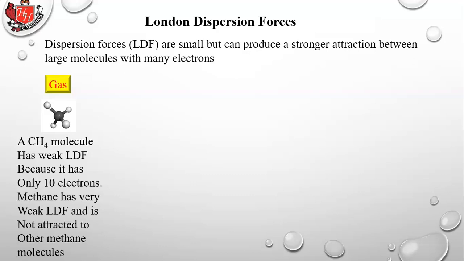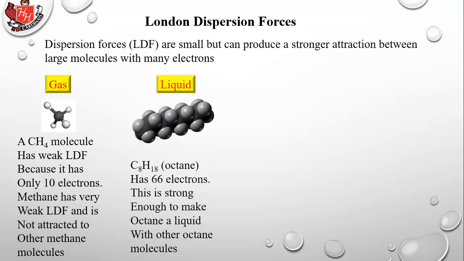So methane has very weak London dispersion forces, and so methane molecules are not attracted to other methane molecules, and that's why methane, natural gas, is a gas. They come apart from each other because they don't have strong attractions to each other. Now let's look at a little bit bigger hydrocarbon. And hydrocarbons only have carbon and hydrogen. So this is octane. It's a form of gasoline that people put in their car.